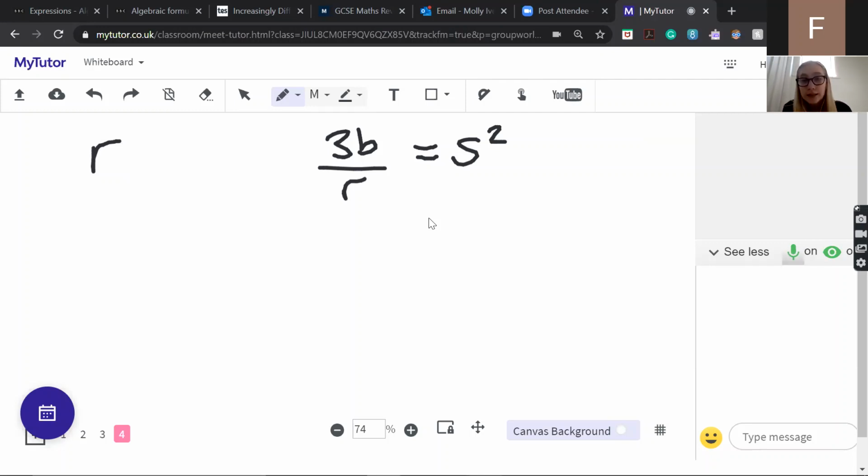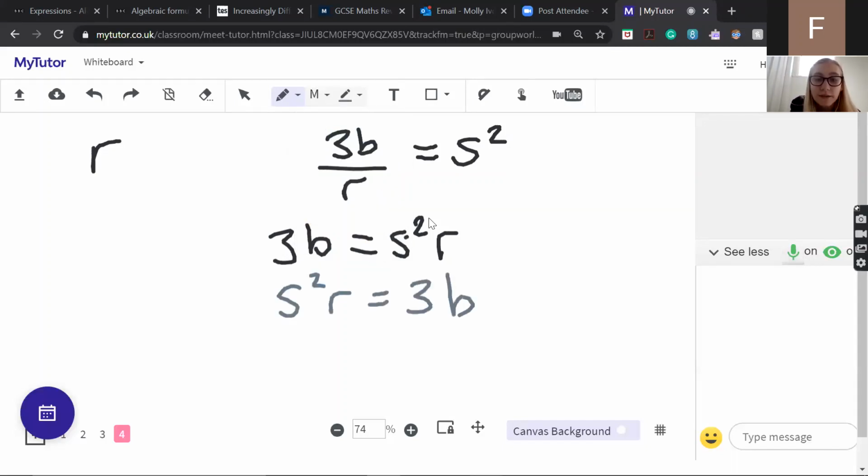Because it's currently being divided, we're going to multiply both sides by R. So we get 3B equals S squared R, so S squared times R. Now, because we want R equals something, it totally doesn't matter which side R is on, but it's nicer for you and for the examiner if R is on the left. So all I'm going to do here, I'm going to write it in grey because it's not a very significant step. I'm just changing the way around that I'm writing it. I'm just putting S squared R on the left and 3B on the right.